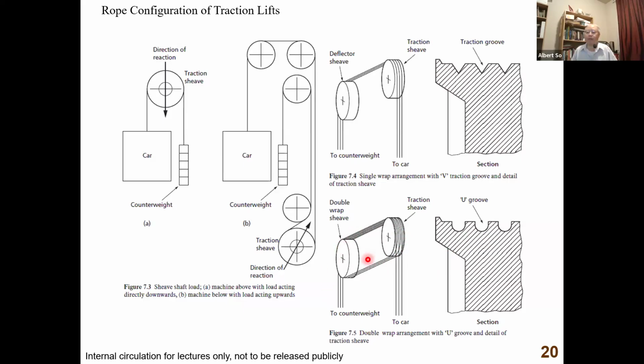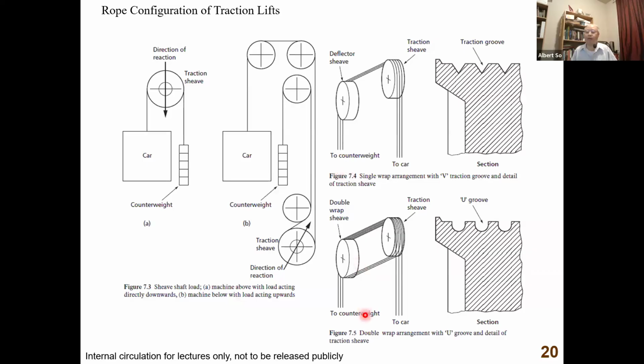And this is called double wrap. Double wrap means, this is a single wrap. Single wrap means the ropes from the car will go up and then around the drive sheave or traction sheave, and then go around the diverter pulley and then come down to the counterweight. Okay, this is single wrap.